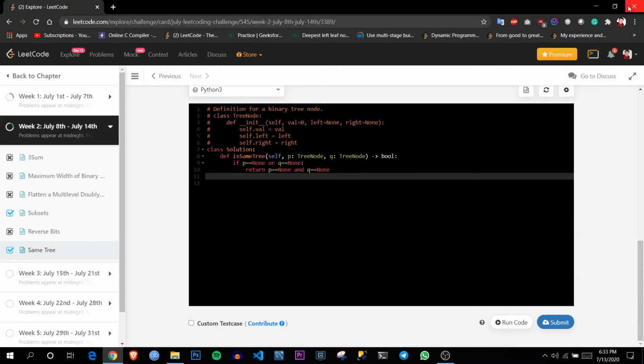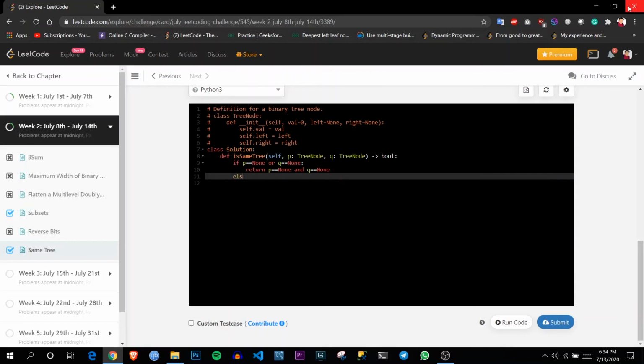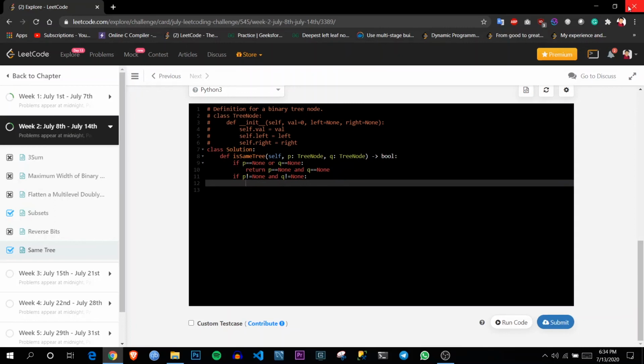Okay, so now comes the else part. So what will be in the else part? So here we don't need an else, we have to check another if. If now p is not equal to none and also q is not equal to none, which means both the trees are existing and having some values. So then we will check for exactly three conditions. One is if both of the nodes are having same value, and if the left subtree of one tree is exactly same as left subtree of another tree, and also same right subtree of one tree is same as another right subtree. So we will be checking those three conditions over here.